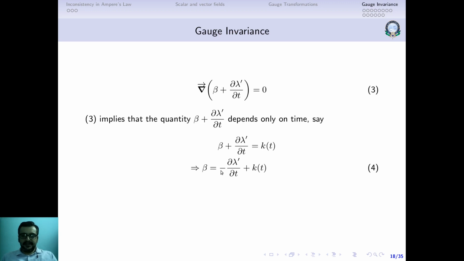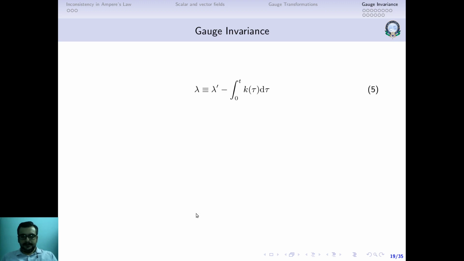So from here beta is equal to minus dou lambda prime by dou t plus k of t. Call this equation number 4. So we will now define a new lambda. That new lambda is defined as the original lambda, which was lambda prime, minus the integration of this k from 0 to t. I have just used a dummy variable here, tau. The tau takes the same range of values as t. So we basically integrate this k, and that integral we subtract from the original lambda prime. That is our new lambda that we have chosen here.